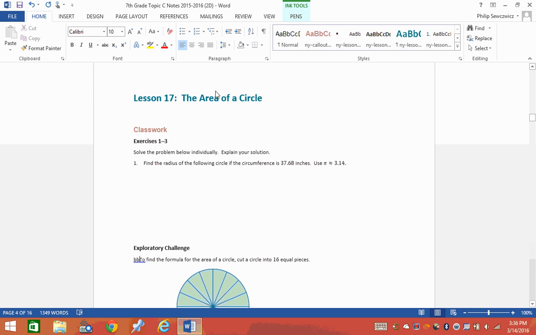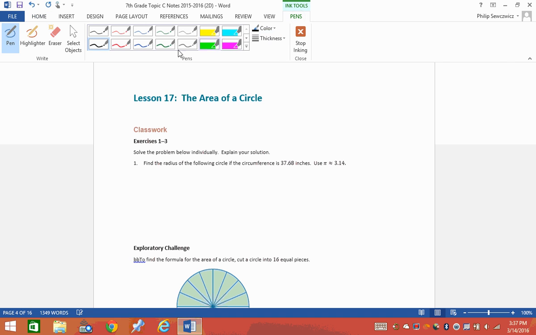All right, lesson number 17 here. We are talking about area of a circle. Yesterday we covered circumference, which is the perimeter. Now we're talking about area. Area is the number of square units. How many square units will fill up a circle? This is why when we deal with pi, we're going to have those decimals.